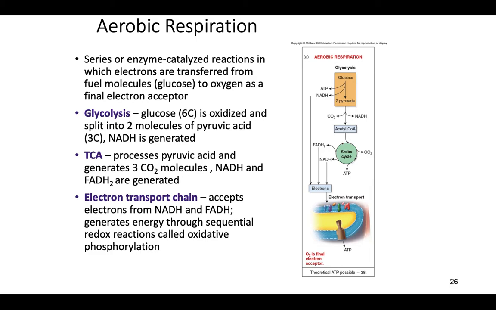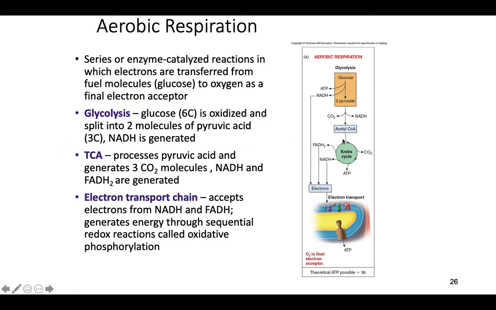So here's the quick rundown of aerobic respiration. It requires oxygen. Glucose is going to be split into two molecules of pyruvic acid, and NADH is going to be generated. It's a temporary carrier molecule for energy, super useful. We'll talk about that later. You're going to have the Krebs cycle, or carbon reactions. It depends, lots of different things call them different things.